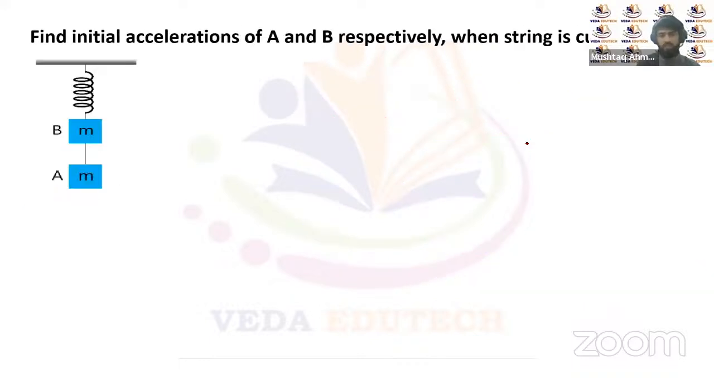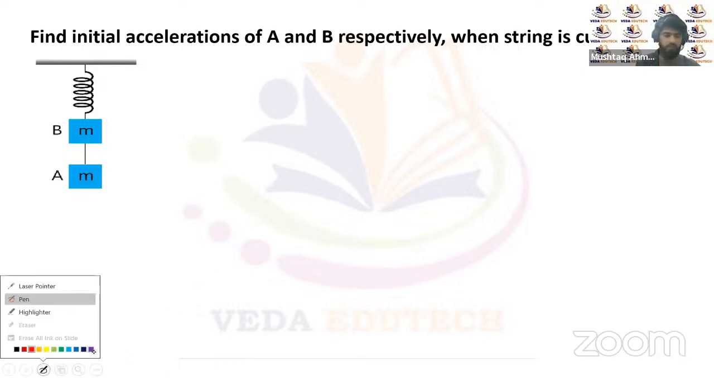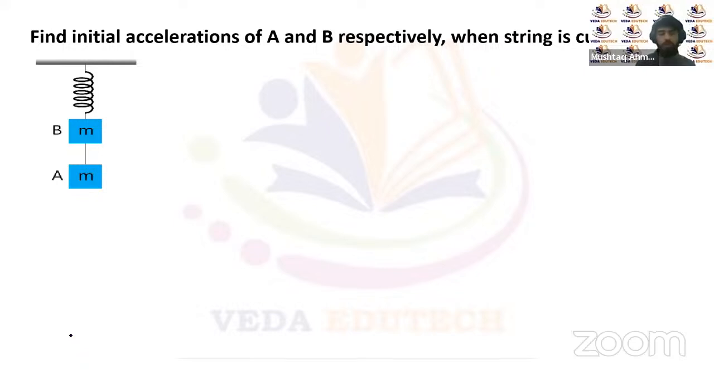Now let's discuss another question. Find the initial accelerations of A and B respectively when the string is cut. You can see here we have two blocks, each of mass m. And there is a spring connected directly to block B, and blocks A and B are connected by a string. Now the question is what will be the acceleration of the system when the string is cut.